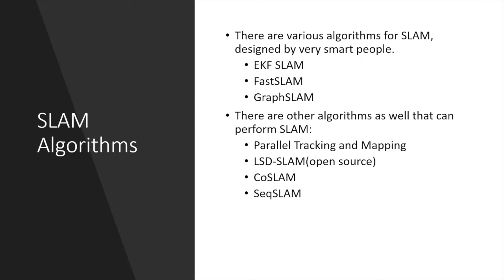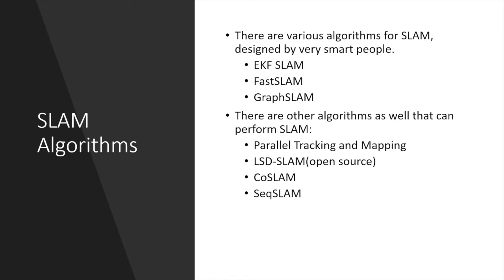I would like to give you a basic introduction about SLAM algorithms. Firstly, what is SLAM? Simultaneous localization and mapping of the surroundings. So why do we need SLAM actually? SLAM is like the eyes of the EV. For an EV to see what is happening around itself, the only way to map and localize its surroundings is through SLAM. Very smart people came forward and designed various algorithms to perform SLAM. Some of the most efficient SLAM algorithms are EKF SLAM, FastSLAM, graph SLAM, etc. Some other algorithms which can perform SLAM are parallel tracking, LSD SLAM, etc.